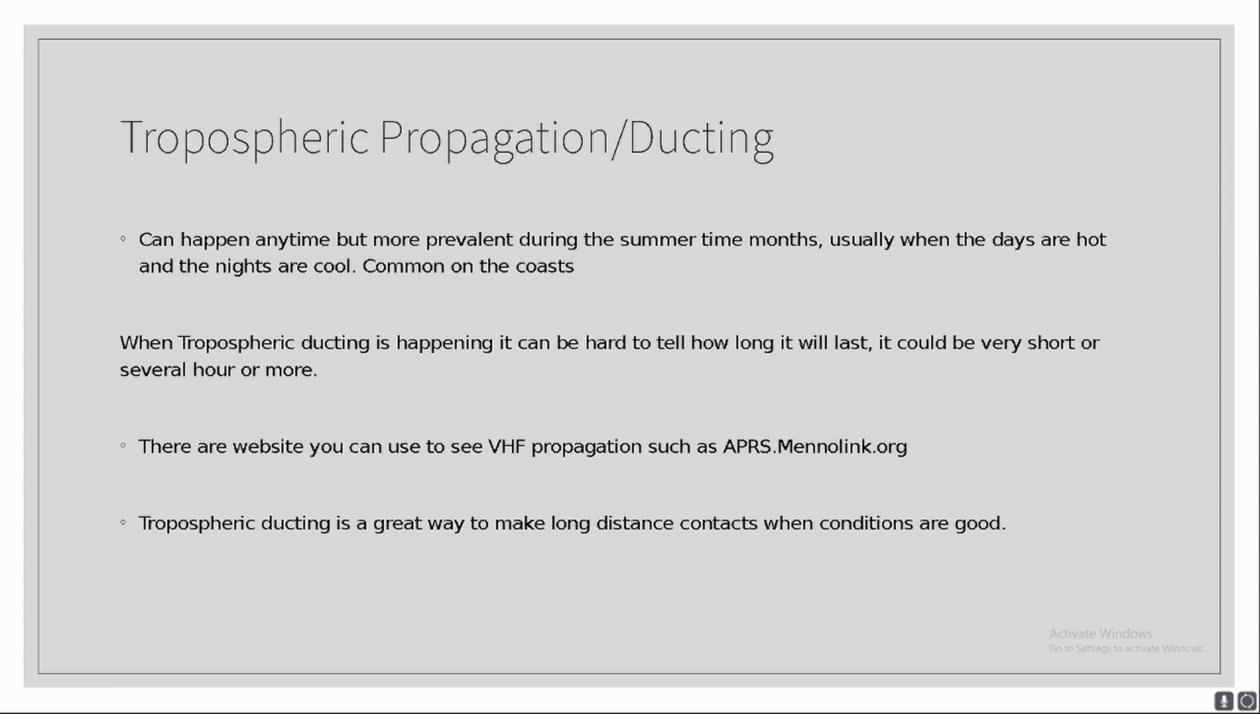When tropospheric ducting is happening, it can be hard to tell how long it'll last. It's usually very short. It can last several hours, it can last longer, it could be minutes. It's just hard to tell. There's the website, aprsmentalink.org. Tropospheric ducting is a great way to make long-distance contacts when the conditions are good. Like I said, normally you can get out a lot further. I've done several hundred miles on VHF when there was some good ducting going on.